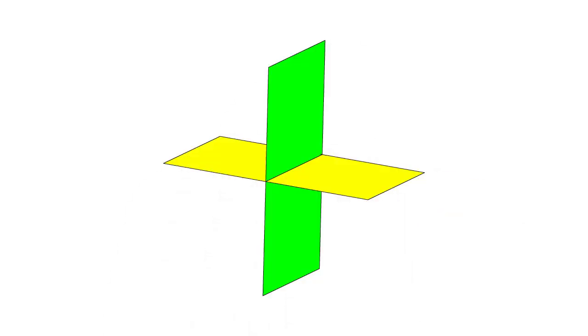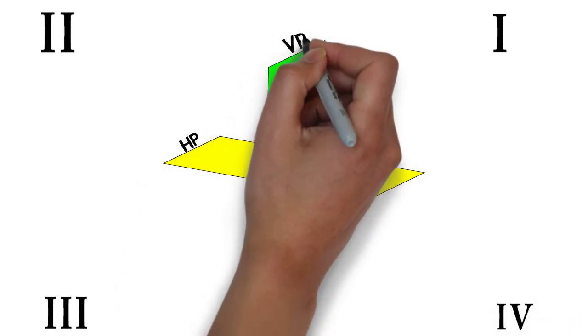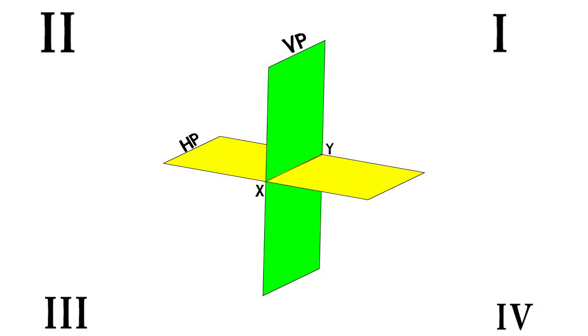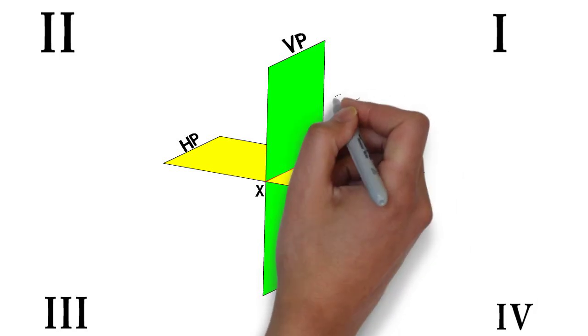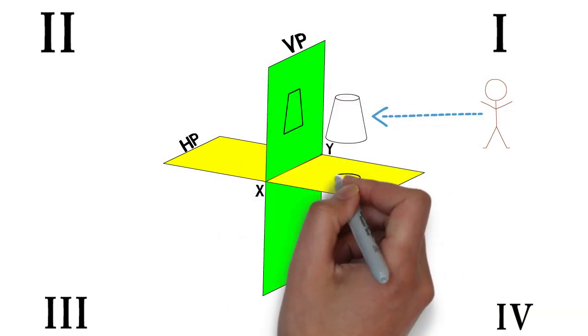Now let's start. This is our quadrant system. This is the horizontal plane, this is the vertical plane, and this is the XY line. Now in the first angle method, this is the object, this is the observer, and these are the views of the object.